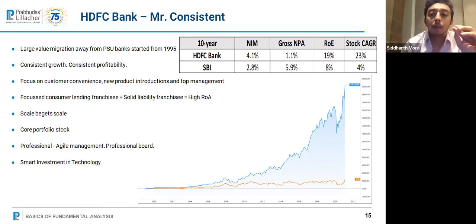If fundamentals are in place, automatically what happens to stocks? You see the stock returns 23% compounded over the last 10 years and SBI 4%. Again, I was telling you all, look at a company, find out simple metrics, do your simple analysis, and then hold with conviction. Because returns will flow if your basic reason and analysis is right.